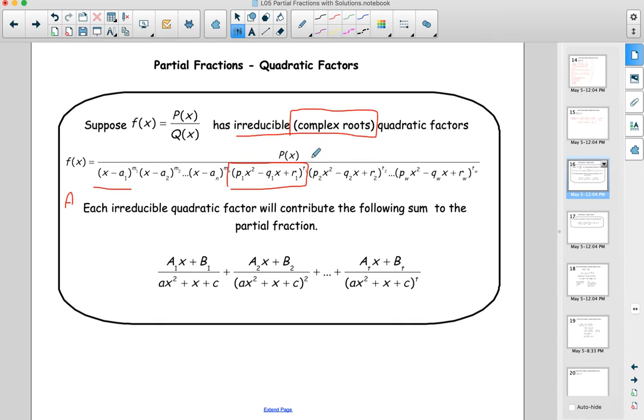And I imagine we could extend this to something if these were cubics here. If this was a cubic, then the function in the numerator would have to be a quadratic. So every time you have an irreducible quadratic, you're going to put a linear factor in the numerator.